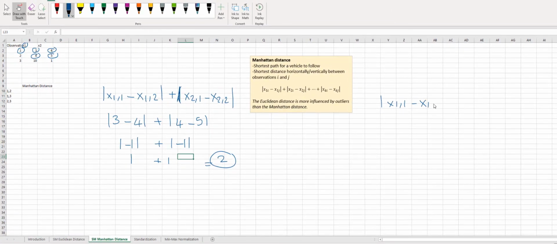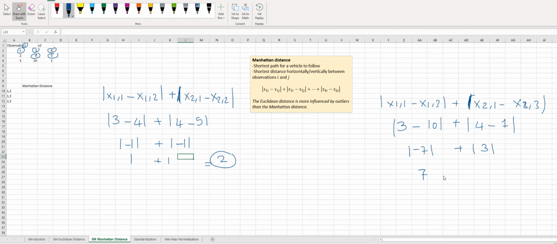Let's do the second pair, 1 and 3. Absolute value of x11 minus x13 plus absolute value of x21 minus x23. So x11 is 3 minus x13 is 10, plus x21 is 4 minus x23 is 1. That is here negative 7 plus 3, so that is 7 plus 3, 10. So the Manhattan distance for the pair 1 and 3 is 10.